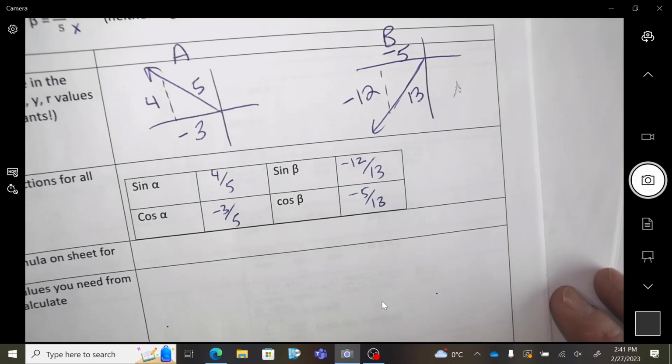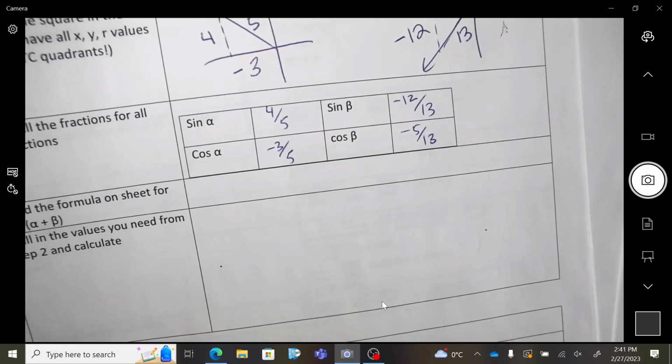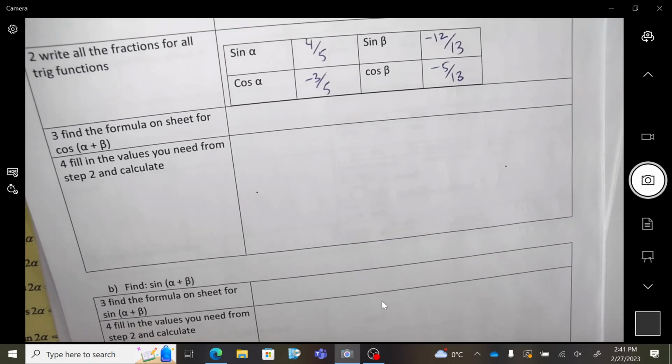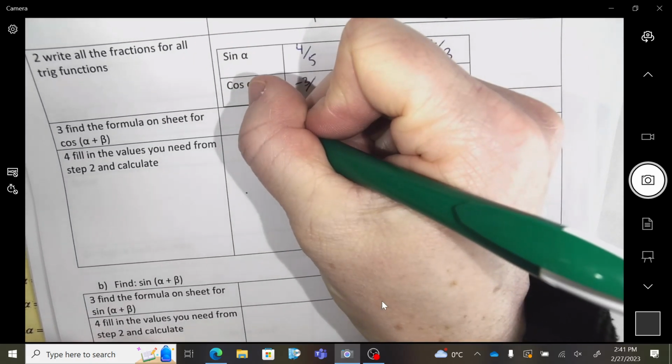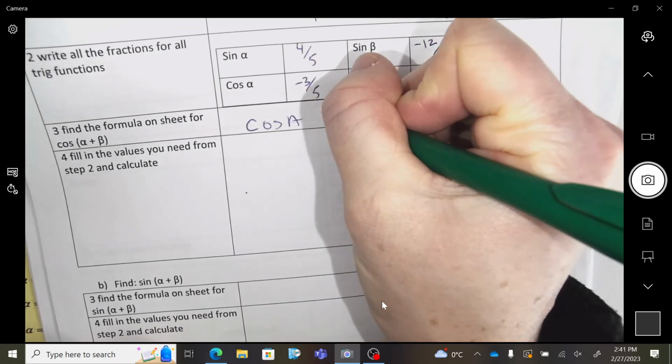Okay, here's the actual question. What's the cos of A plus B? So go copy something from your formula sheet.